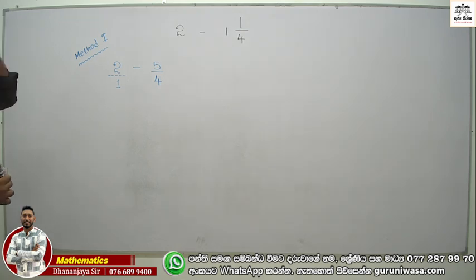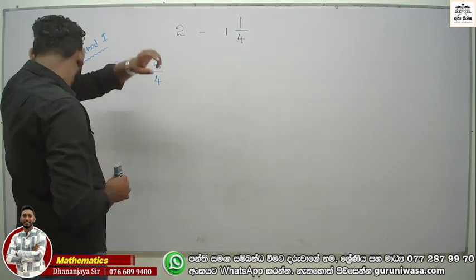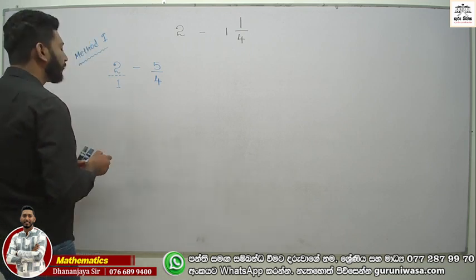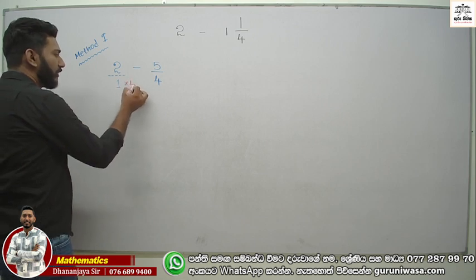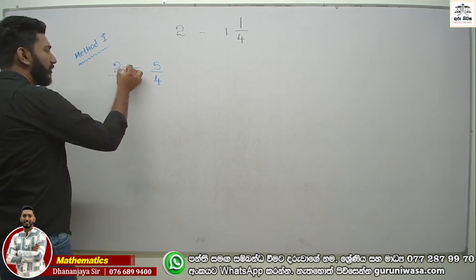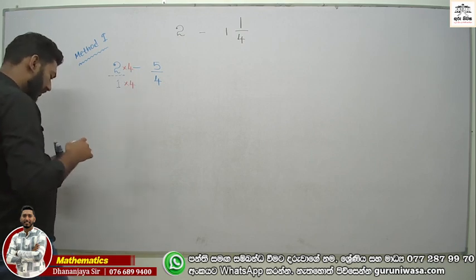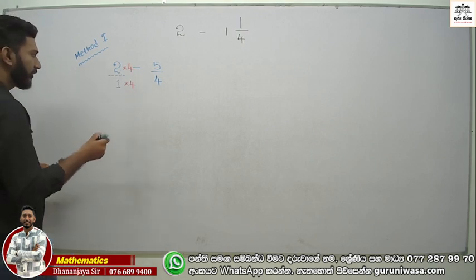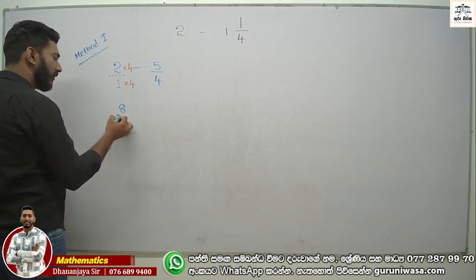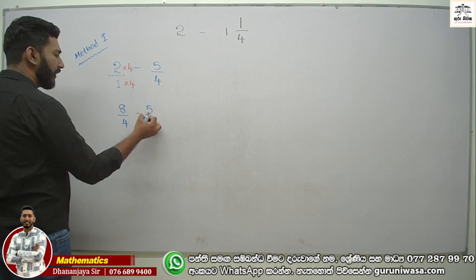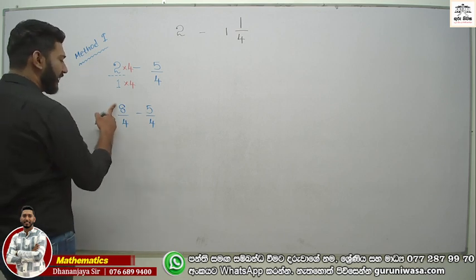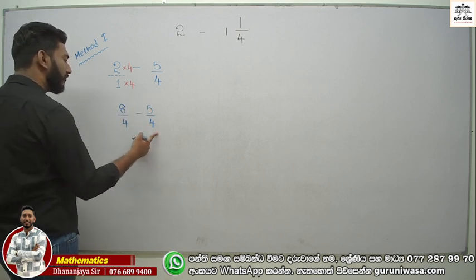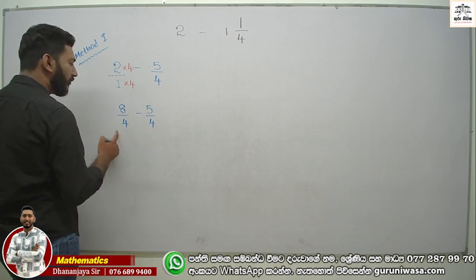Now what is the LCM of the 1 and 4? It is 4. Therefore this one you have to change to 4. Multiply by 4, multiply by 4. Now the answer becomes 8/4 minus 5/4. Now what is the answer? 8/4 minus 5/4. Therefore the denominators are now equal.